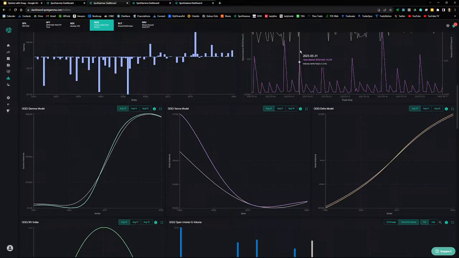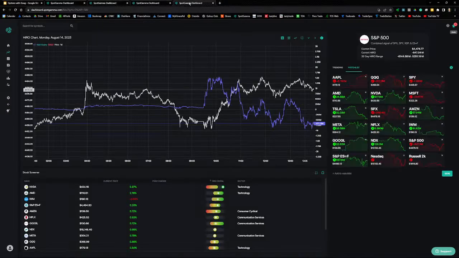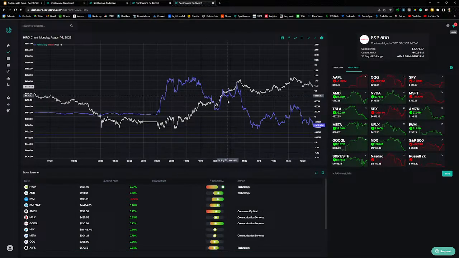All right, so my thesis for the day was looking for this potential, as well as looking for higher volatility today based on the negative gamma position for SPX, SPY, and QQQ. All right, let's review some setups now. I'm going to start with the S&P 500.